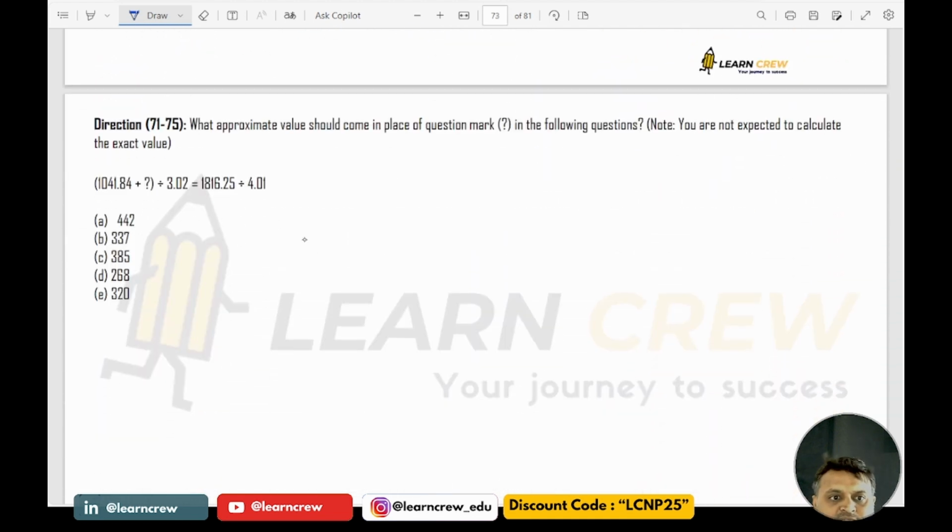Next, 1041.84, 1042 plus how much divided by 3 is equal to how much is given here? 1816 divided by 4 is some 454. 454 into 3 is how much? 1350 plus 12, 1362 minus 1042. 13 minus 10, 360. So 320. 320 is the answer.